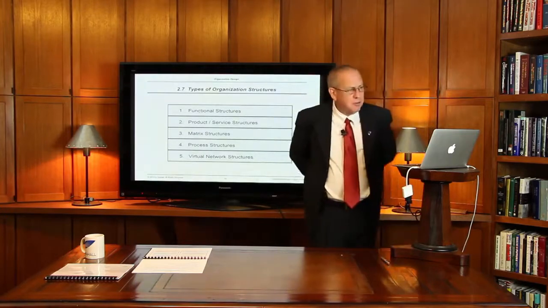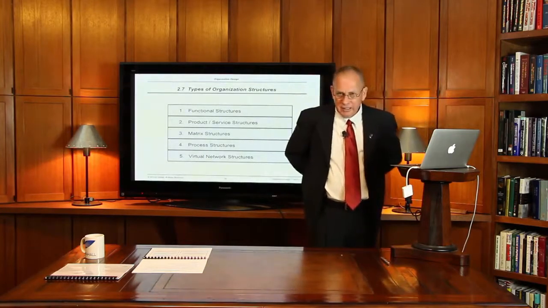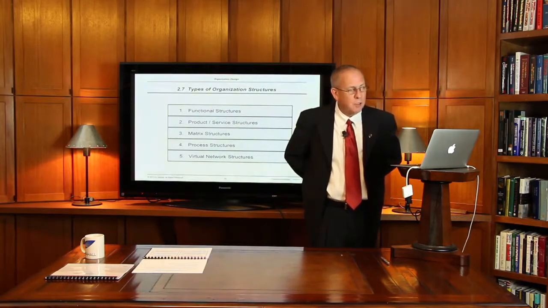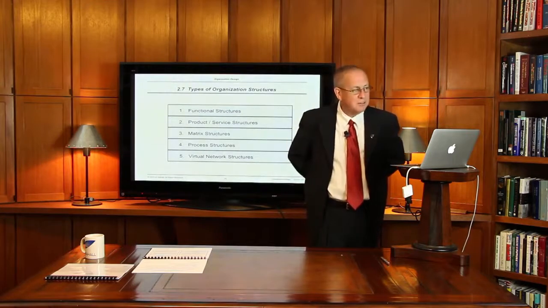There are different types of structures, and we're going to get into these in a fair bit of detail. We have functional structures, which are organized around products or services. We have a matrix structure, which we're seeing more and more. We have structures built around a business process, and we have virtual networks.